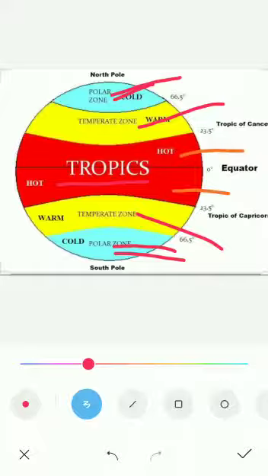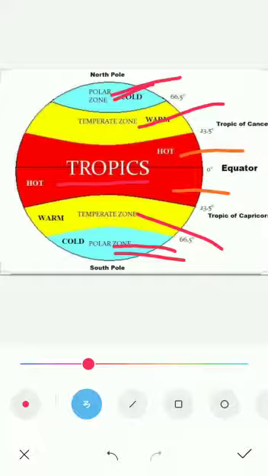Which results in a very low temperature throughout the year. That means the temperature is very low, it is too cold. Days and nights are longer. In fact, at the poles, the duration of day and night reaches 6 months. 6 months is day, 6 months is night.